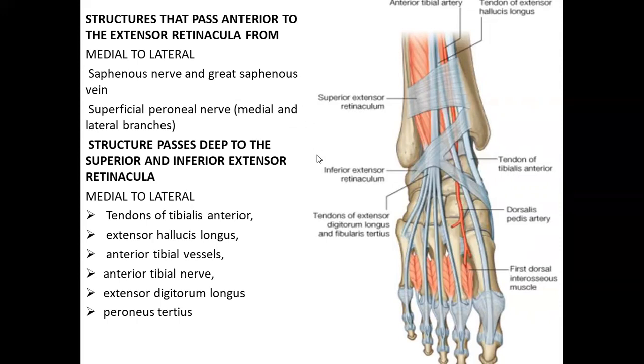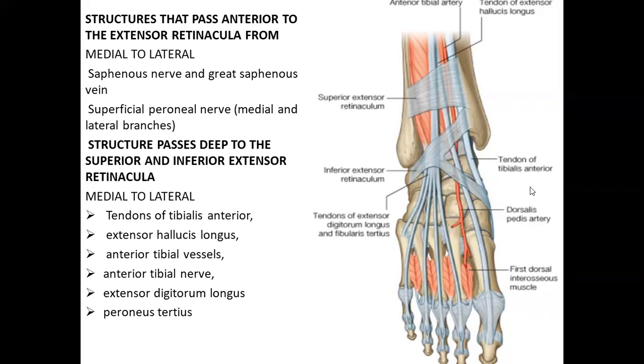Now, this is the question that is asked in your exams: what are the structures that pass anterior to the extensor retinaculum? There are a few structures that cross the extensor retinaculum superficially. From medial to lateral side, we have the saphenous nerve and the great saphenous vein, and we have the superficial peroneal nerve.